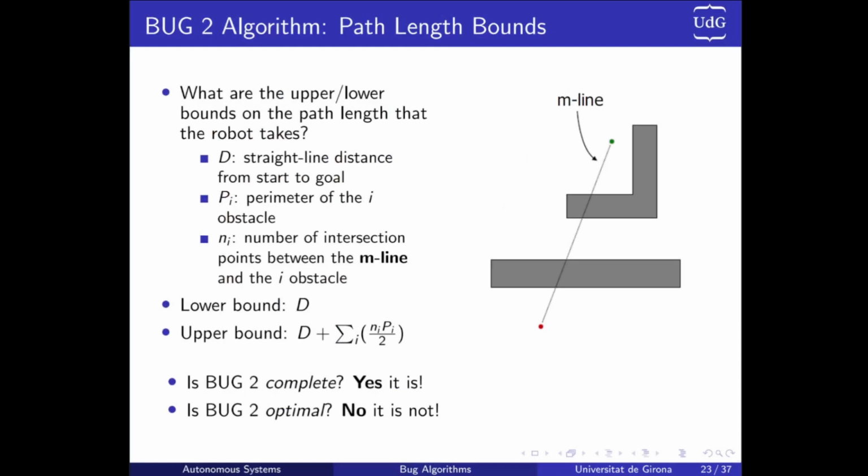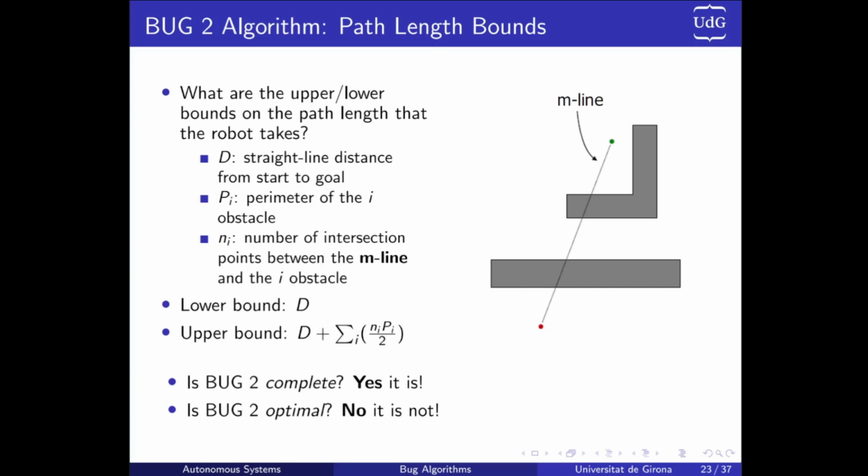Okay? And if we want to check a little bit the bounds of this M line, here it's not so easy to see it like in the previous bug, but the lower bound is exactly the same. If we have no obstacles, we will just follow this M line, that is the minimum distance between the start position and the goal position. Otherwise, what we need to measure is how many times, where Pi is the perimeter of the obstacle, and Ni is the number of intersection points between the M line and the i-th obstacle. For instance, here we cross the perimeter 1, 2. And here we cross the perimeter 1, 2. Then 2 times here, 2 times here.